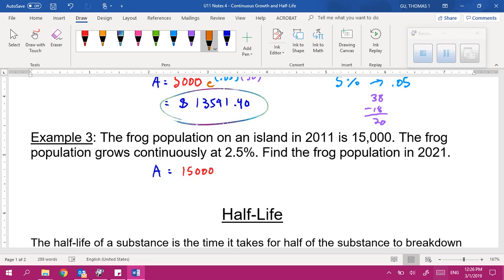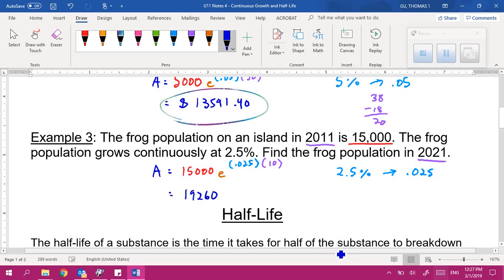Times 2.5%, times e, and then times 10 years. Right, the starting amount is 15,000. The rate is 2.5%, which you said changes to 0.025. Very good. So even if it's already a decimal, we still have to change it? Yes, you still have to change it to the actual number you could put in the calculator. And then what is the years? 10, because from 2011 to 2021 is 10 years. So there's the equation. Now let's get the answer.